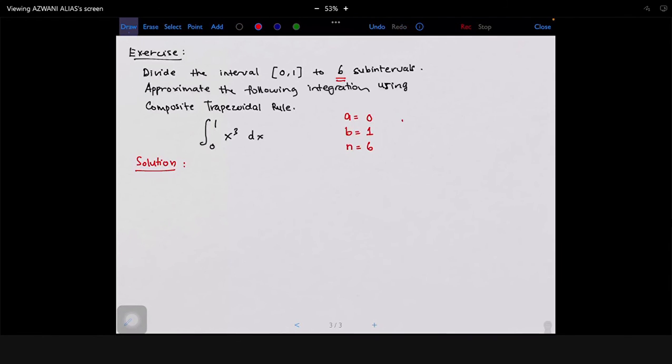So, it means that our sub-interval is divided into 6. From 0 to 1 divided into 6. 1, 2, 3, 4, 5, 6. Okay, so 6 sub-intervals. 1, 2, 3, 4, 5, 6. Do you understand?